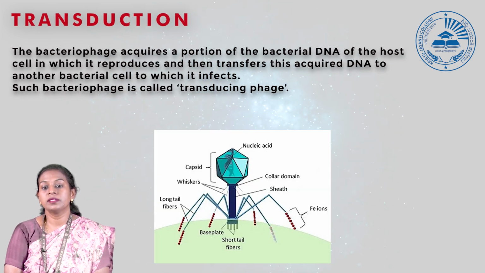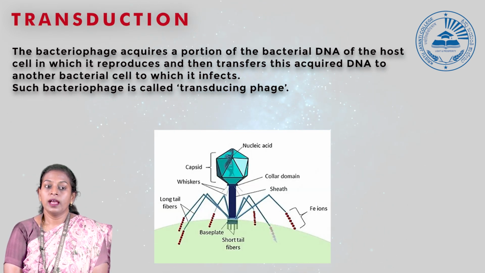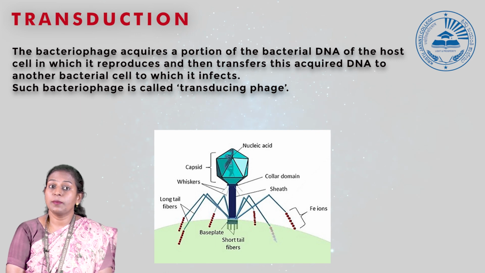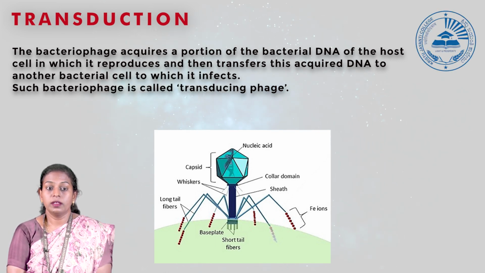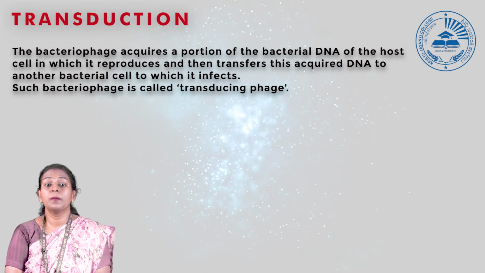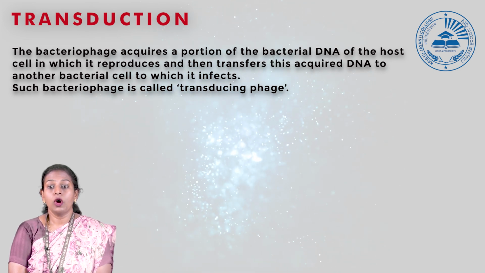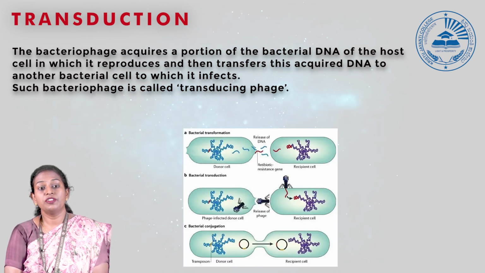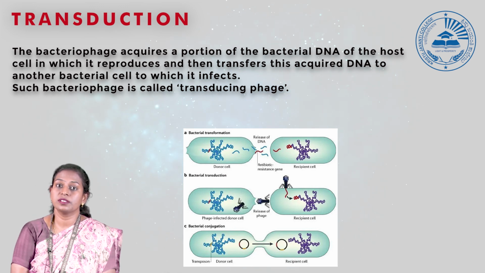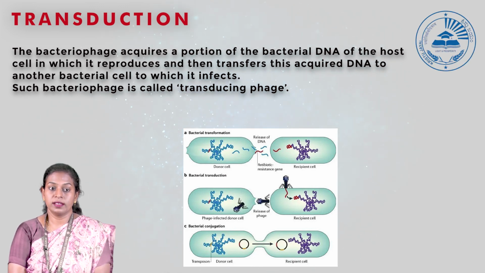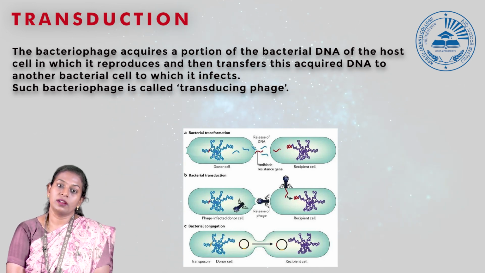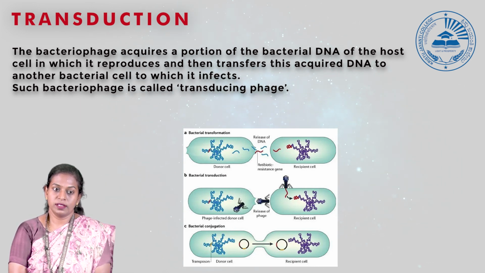During their experiments, they also wanted to discover whether the E. coli type of genetic exchange can be seen in Salmonella typhimurium. The bacteriophage acquires a portion of the bacterial DNA of the host cell in which it reproduces and then transfers this acquired DNA to another bacterial cell which it infects. Such bacteriophages are called transducing phages.